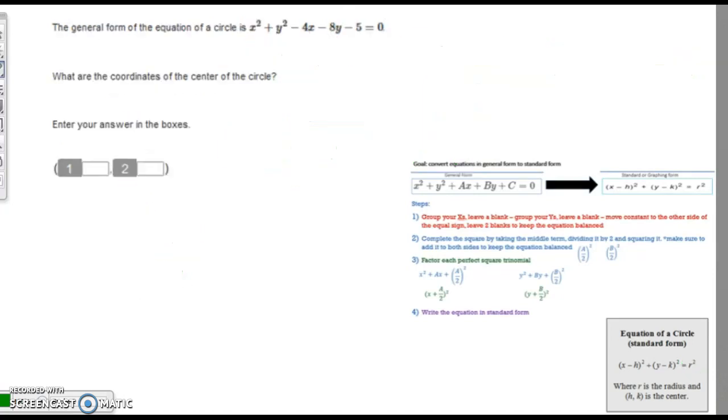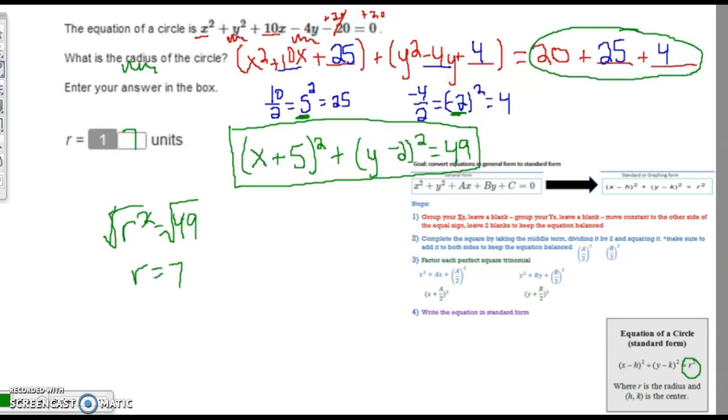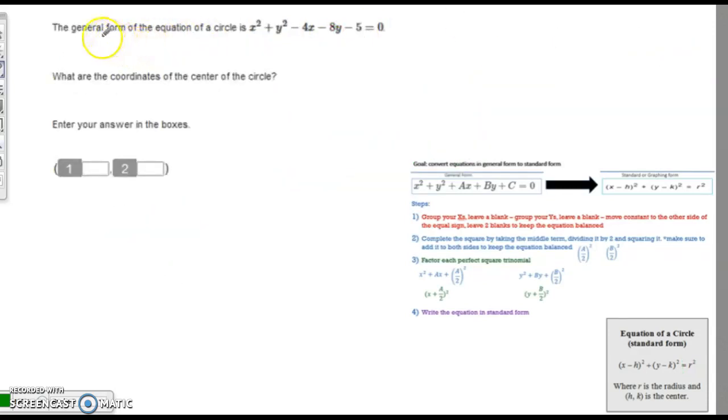Alright, so for the next problem, same thing. We have a general form of a circle, and we want to know the center of the circle. Well, we cannot figure out the center unless it's in standard form. So we're going to complete the square to get it into standard form.